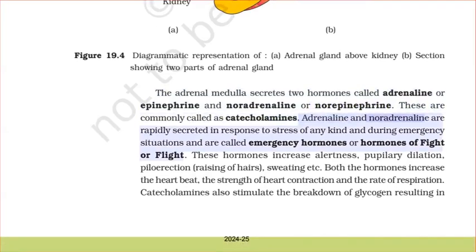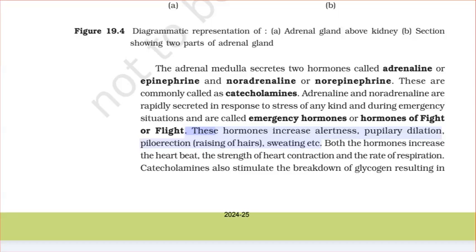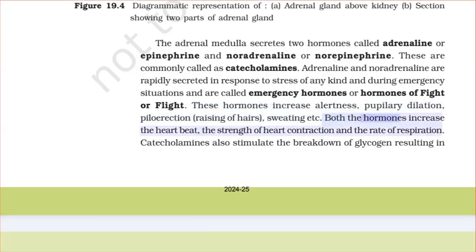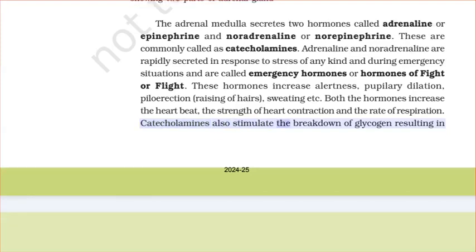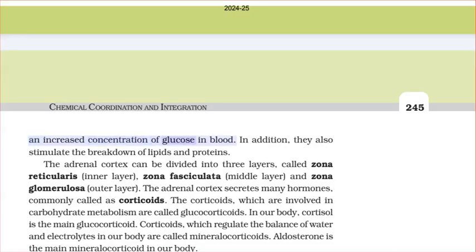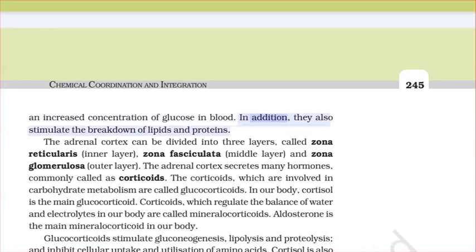Adrenaline and noradrenaline are rapidly secreted in response to stress of any kind and during emergency situations, and are called emergency hormones or hormones of fight or flight. These hormones increase alertness, pupillary dilation, piloerection, raising of hairs, sweating, etc. Both the hormones increase the heartbeat, the strength of heart contraction, and the rate of respiration. Catecholamines also stimulate the breakdown of glycogen, resulting in an increased concentration of glucose in blood. In addition, they also stimulate the breakdown of lipids and proteins.